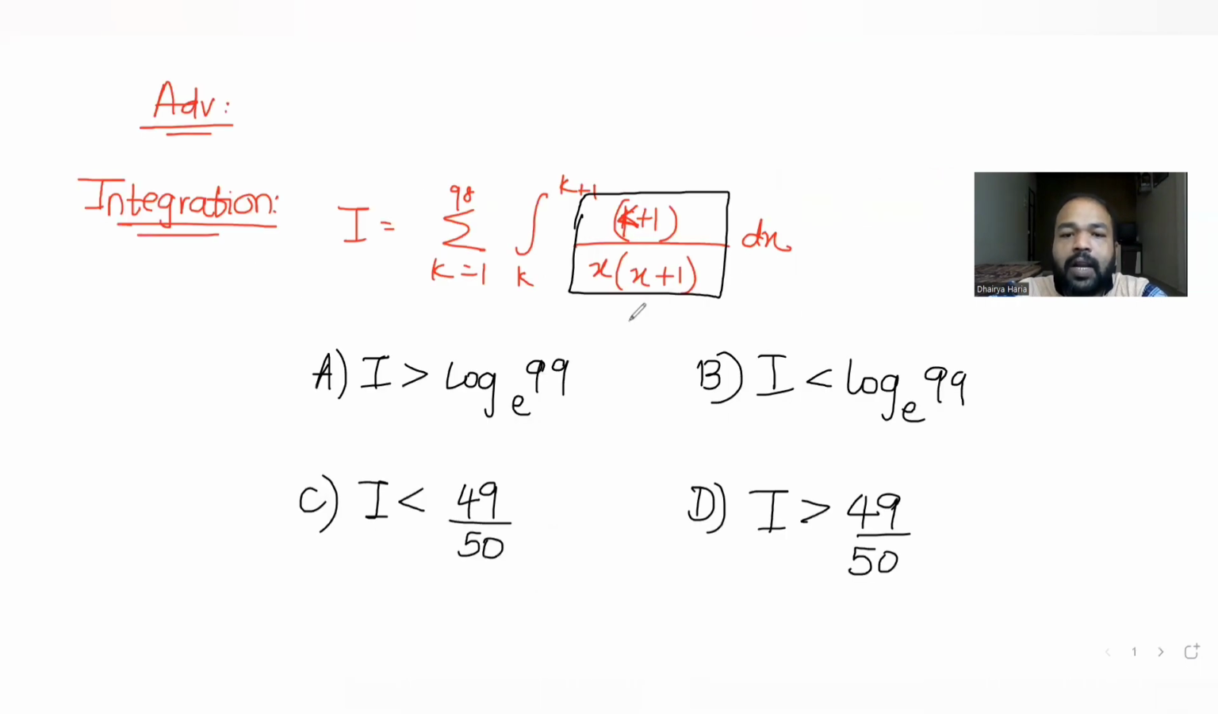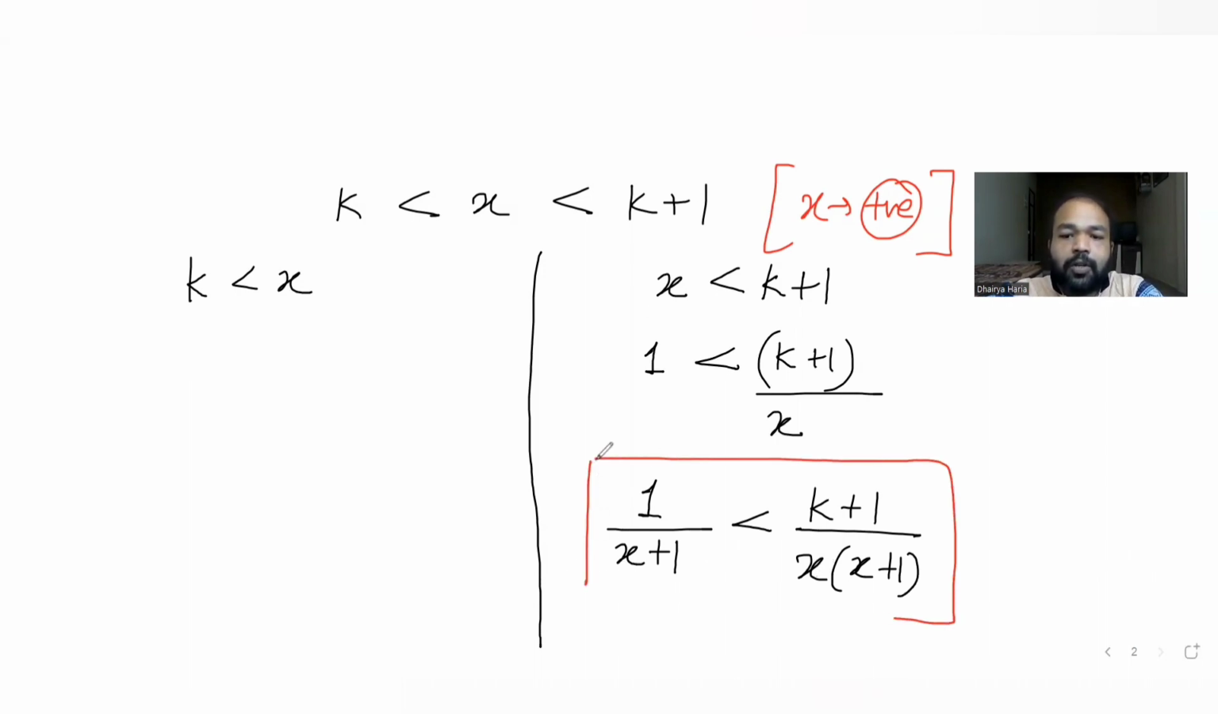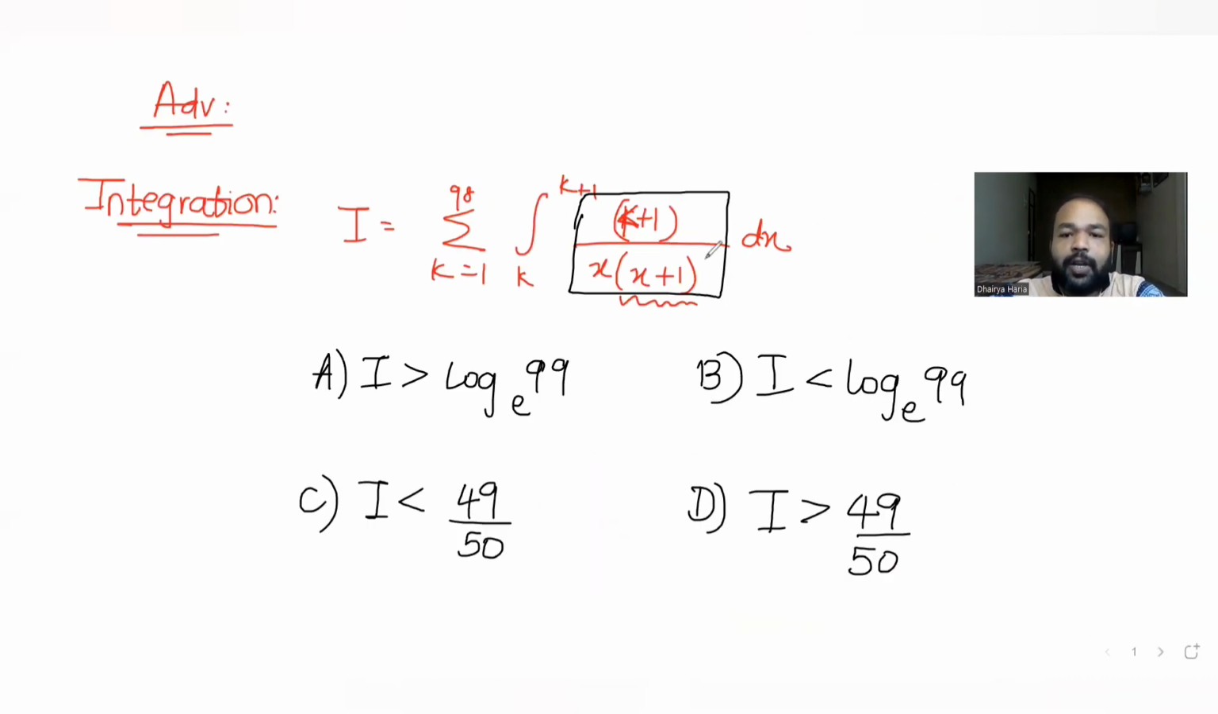But I need to manipulate this entire expression, so I need x plus 1 also in the denominator with x. If I divide both sides by x plus 1 again, I get 1 upon x plus 1 is less than (k plus 1) upon x into x plus 1. So we are dividing both sides by x plus 1 also, and we have converted this inequality into this one, with this expression being the integrand of my integral.